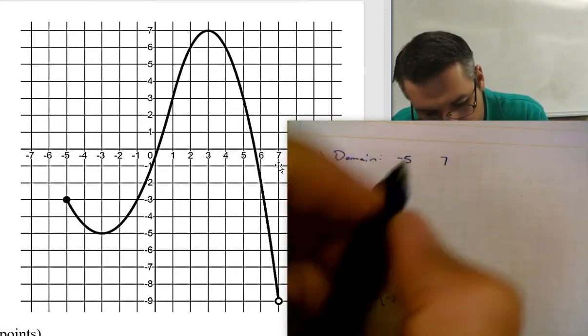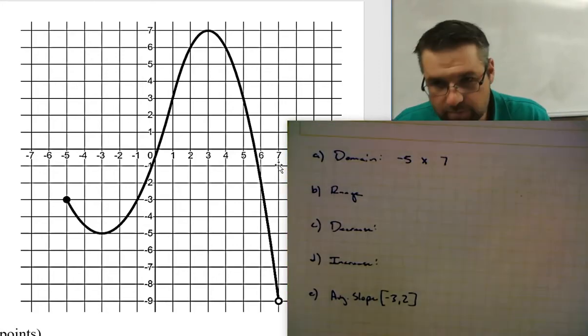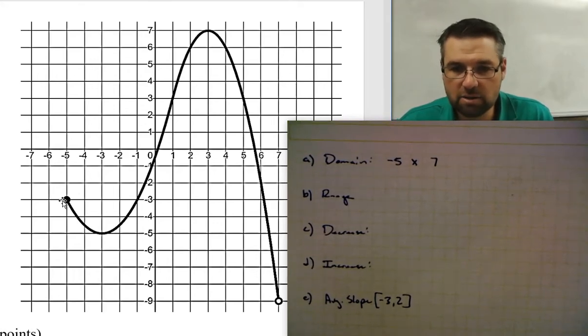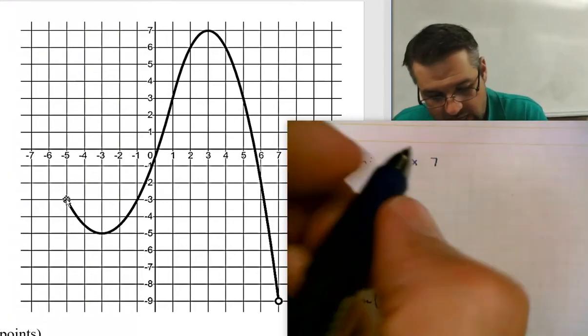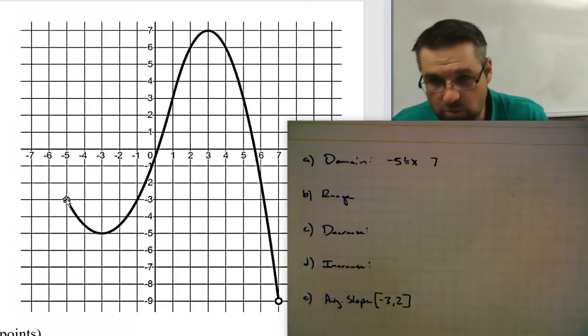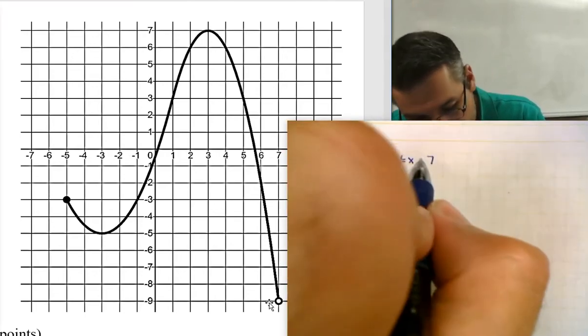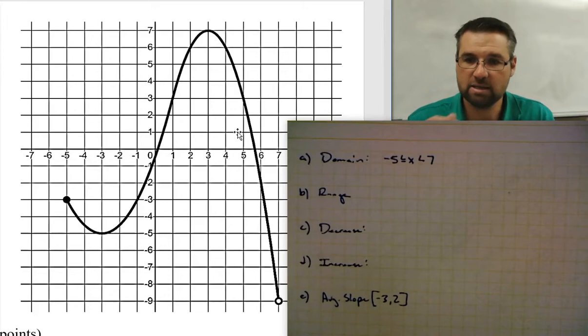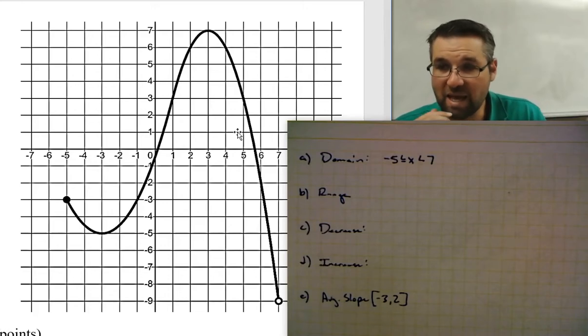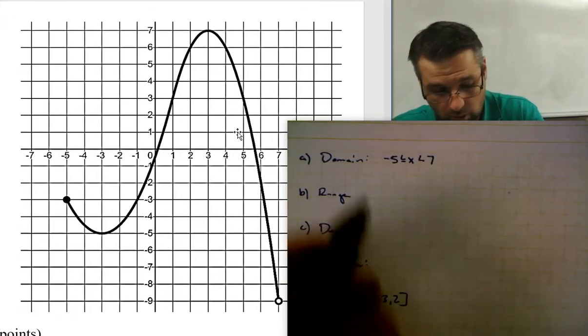Now, domain is the set of x values. And the question is, does the graph actually touch x equals -5? Yes, it does. So we're going to put less than or equal to. Does the graph actually touch when x equals 7? No, it doesn't, because it's an open circle, so we're just going to put less than 7. So that is our domain in inequality form.